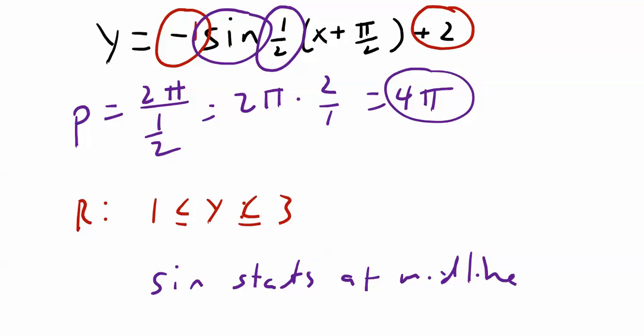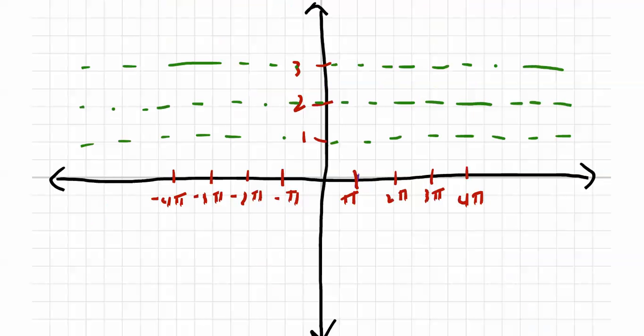Alright, so sine starts at a midline. Now normally, if here's my midline, I've got my sine graph. The graph goes up and then comes back down. But this negative out in front here reflects the graph. So it's going to start at the midline, but the graph's going to go down first. Okay, so that's a key piece I need to keep in mind.